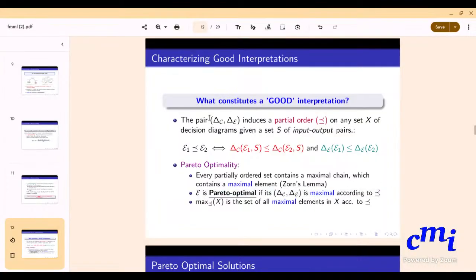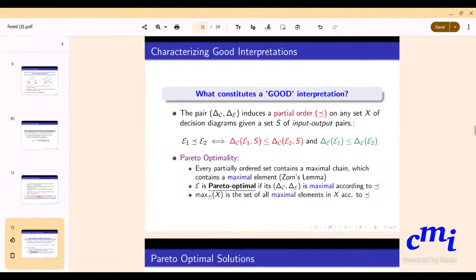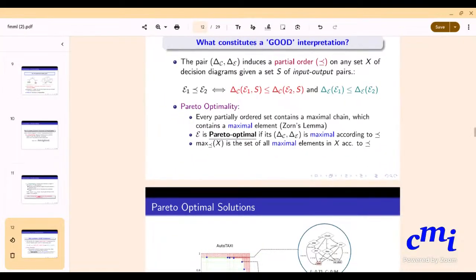Okay. Fine. And basically I want to find a set of interpretations in E that maximizes X, right?